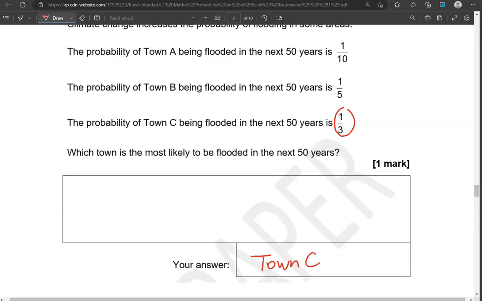So don't forget that when it comes to fractions, the smaller that bottom number, the denominator, the greater the fraction. It represents more. So like here, 1 out of the 3 is greater than 1 out of the 5, and definitely greater than 1/10.